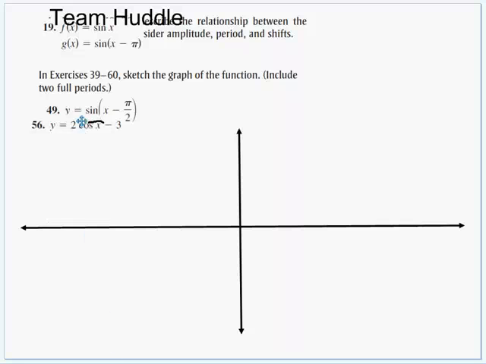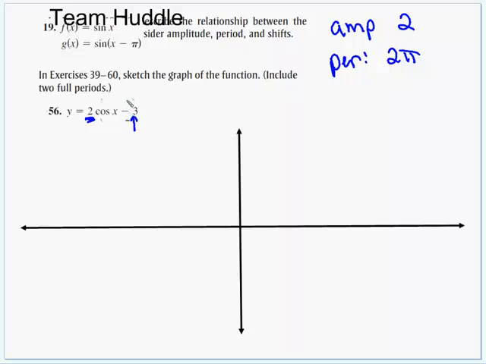And 56. So let's see what we got going on here. Our amplitude is not 1 now. Our amplitude is 2. Let's see here, our period. In front of the x is a 1. 2 pi divided by 1 is 2 pi. And now here we have a shift. We're going to shift down, because it's negative, down 3 units.